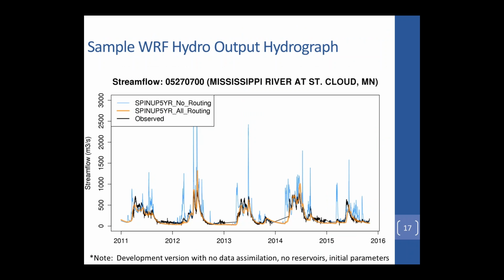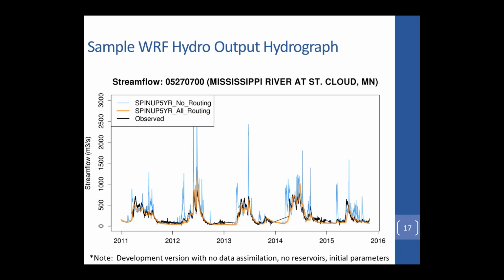This is just a sample output hydrograph that I've plucked out of the model output. This is for a point on the Mississippi. Again, this does not include data assimilation or reservoirs. This is just an initial set of model parameters, and we're seeing good performance. The black is the observed streamflow, and you can see that the line labeled 5-year simulation all routing is tracking the observations quite well.